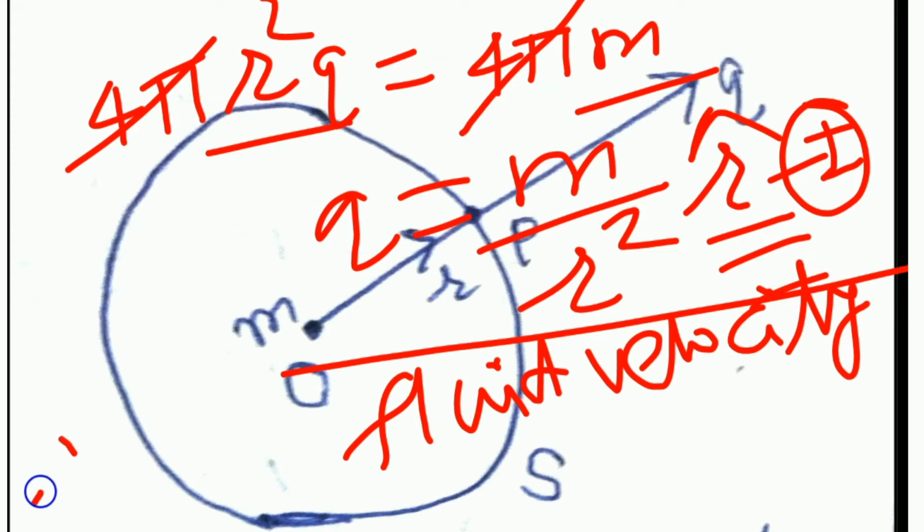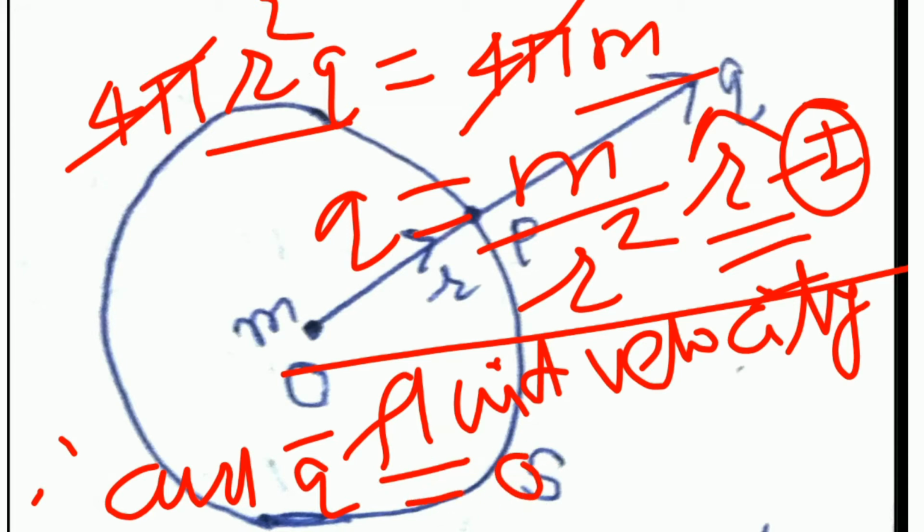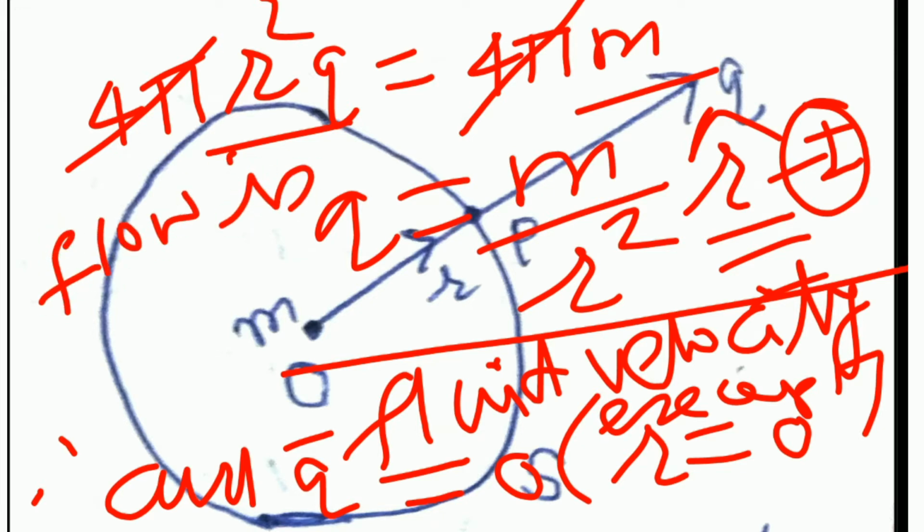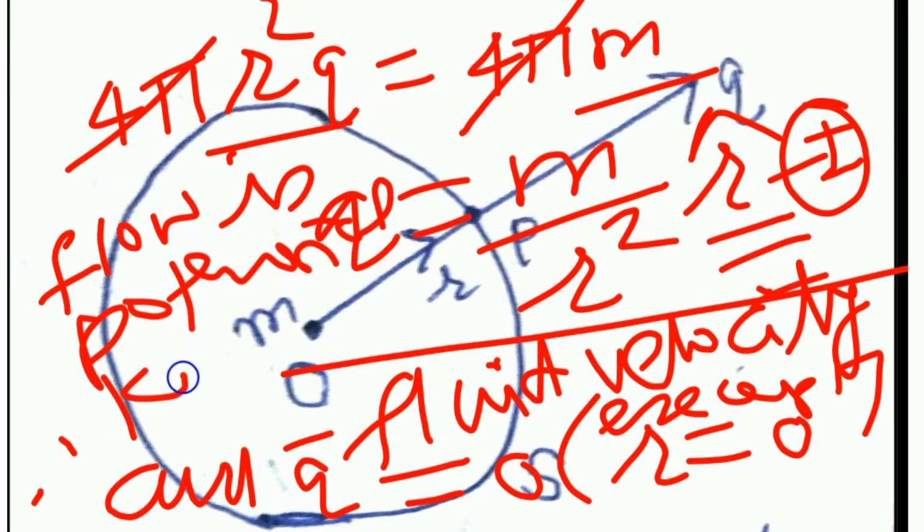Therefore, curl q bar is 0, except at r is equal to 0, and so the flow is of the potential kind.